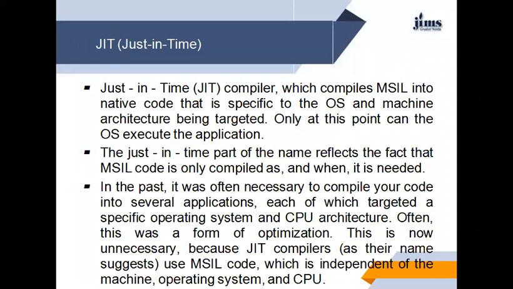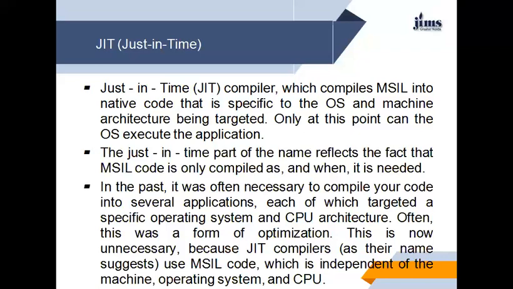The just-in-time compiler compiles MSIL, that is the Microsoft Intermediate Language, into native code that is specific to the operating system and machine architecture being targeted. So the just-in-time compiler actually converts the MSIL into the native code that is specific to the OS. Whatever OS you are using, it will be compatible with it, and with the architecture being targeted. So only at this point can the OS execute the application.